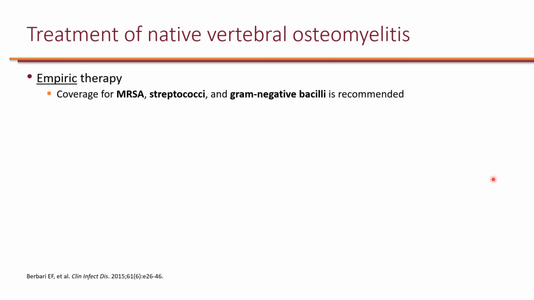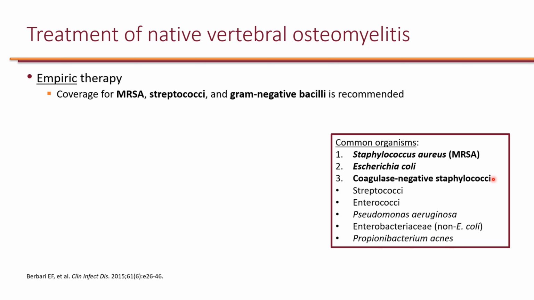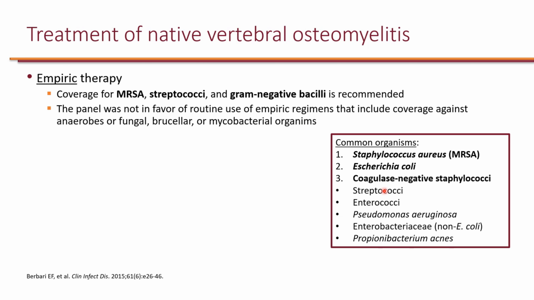So how do we initiate empiric therapy for native vertebral osteomyelitis? It is recommended to cover MRSA, streptococci, and gram-negative bacilli. And keep in mind that common organisms are MRSA, E. coli, and coagulase-negative staph, as well as streptococci species. The IDSA panel specifically said that they are not in favor of routine use of regimens that cover anaerobes or fungal, brucellar, or mycobacterial organisms because these pathogens are not as common.